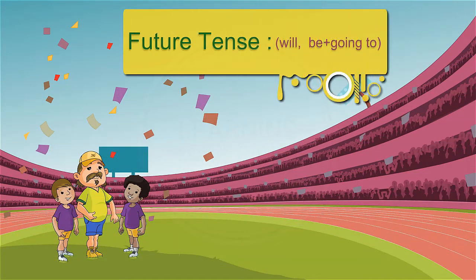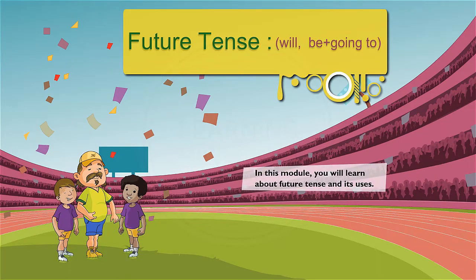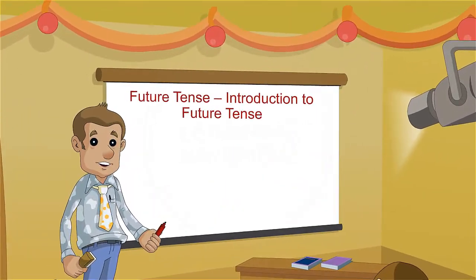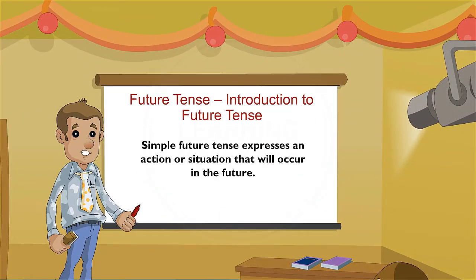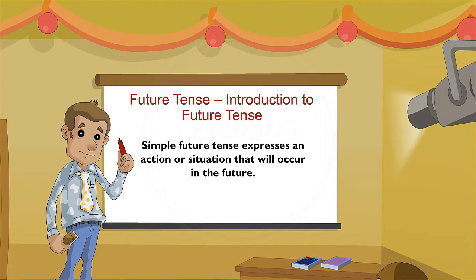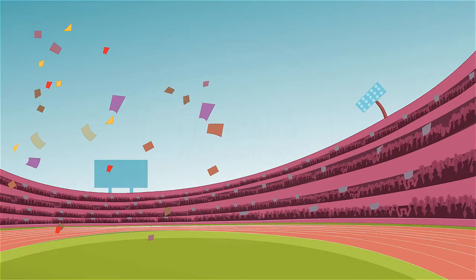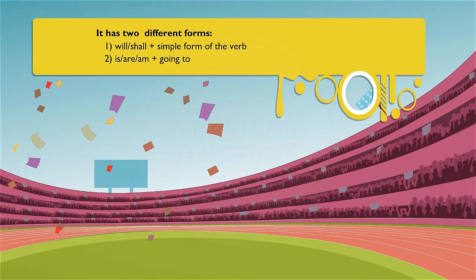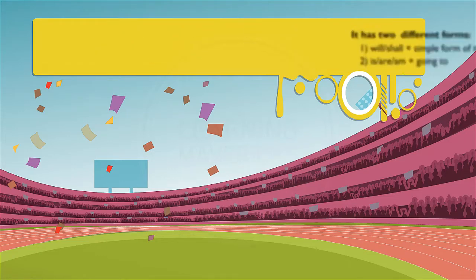Future tense. In this module, you'll learn about future tense and its uses. Simple future tense expresses an action or a situation that will occur in the future. It has two different forms: will, shall, plus simple form of the verb, and is, are, am, plus going to.